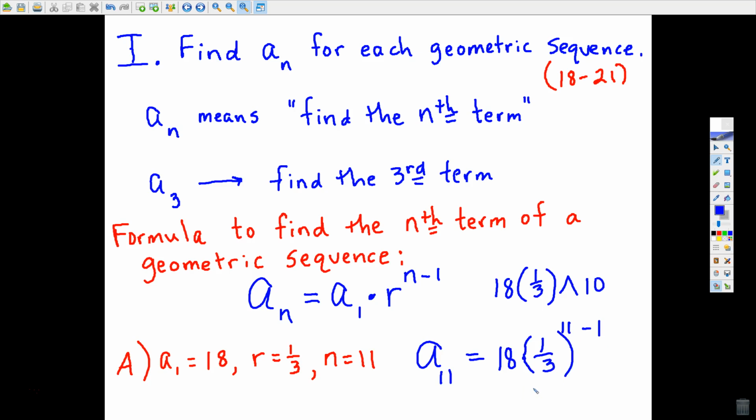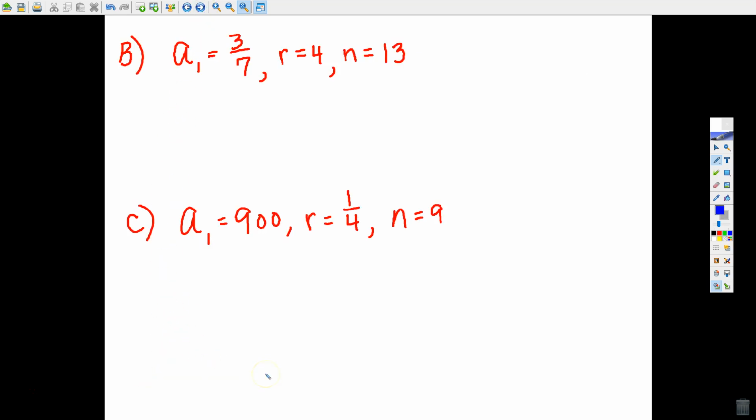So when you get that, raise your hand, let me know. Anybody got a number? Parker? I got 0.000. Okay, who else got that? All right, good job. Any questions? No questions? All right, let's move on to letter B.